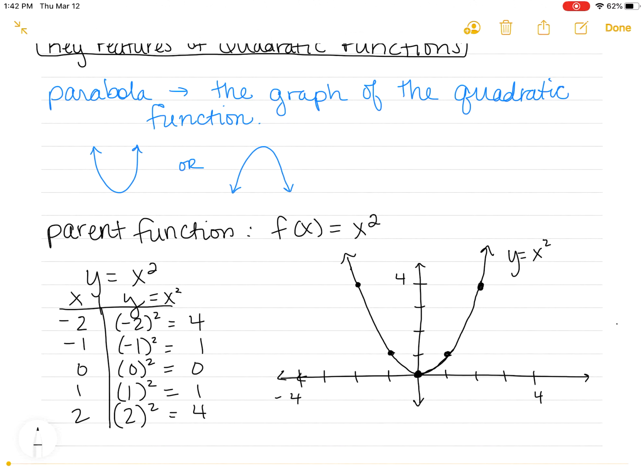There are some really cool things about this function. The first thing, if you think back to when we talked about even and odd functions and looked at symmetry, this one has nice symmetry about the y-axis. The parent function x squared is symmetric about the y-axis, so we know it's an even function. But it doesn't matter where the parabola is on the graph, it will always have a line of symmetry.